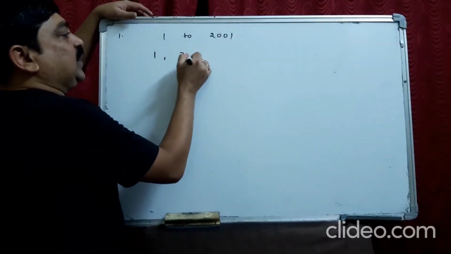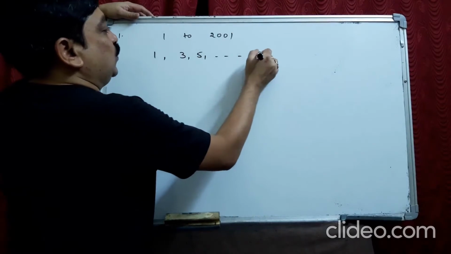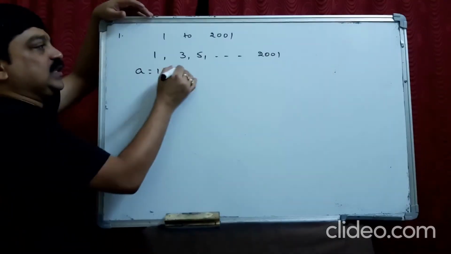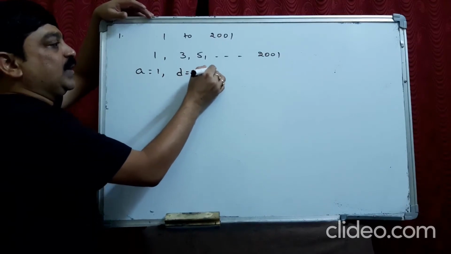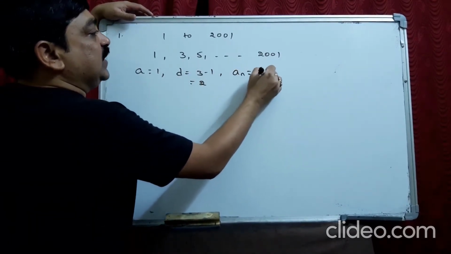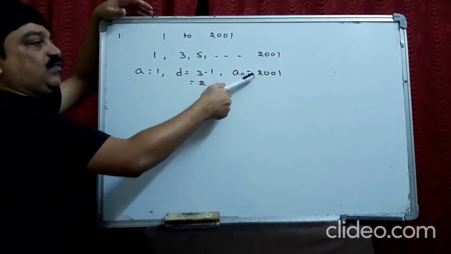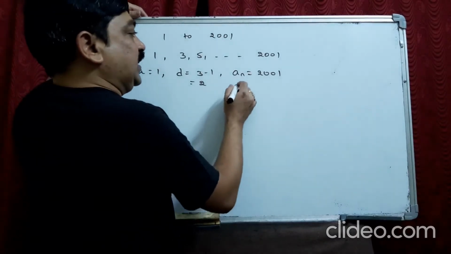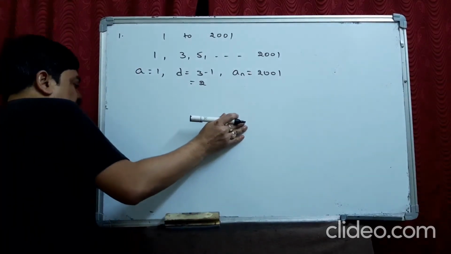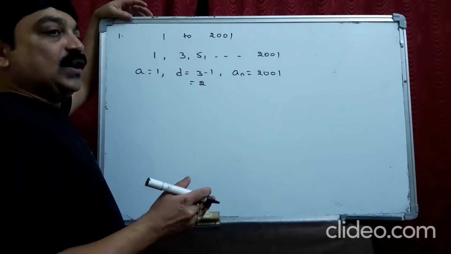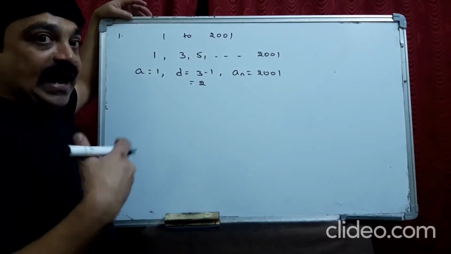We have 1, 3, 5, like that till 2001. We don't know how many terms are there. We have the A value, we have the D value, 3 minus 1, 2. And we have the last term, An is 2001. With this formula, you can find out how many terms are there. Now An is 2001. They have asked us to find out Sn, and to find out Sn, we need n also.